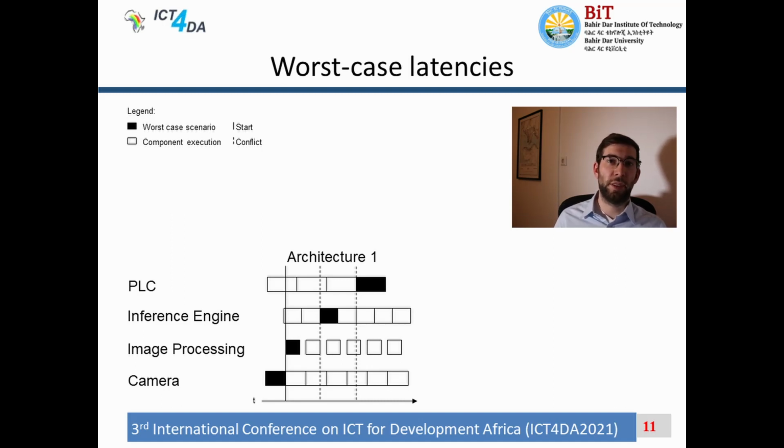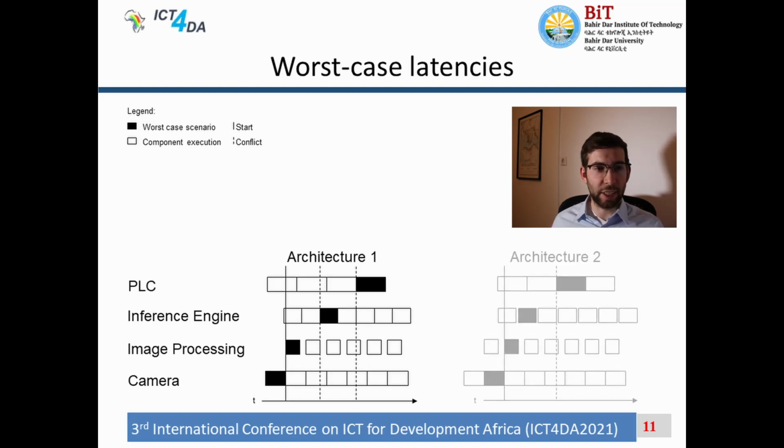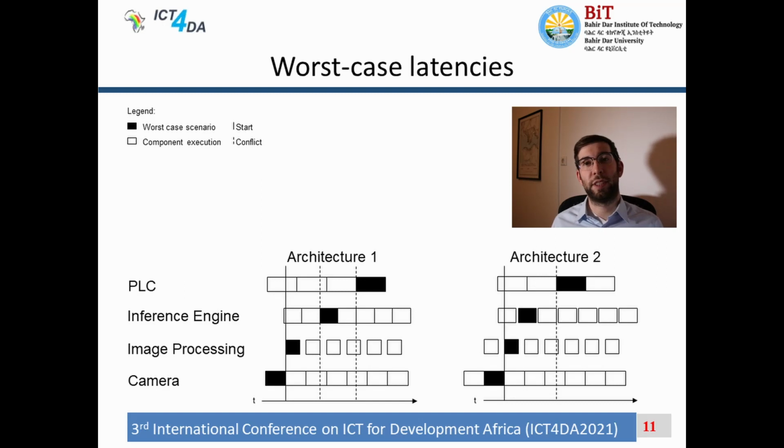In architecture 1, since everything works asynchronously in a cyclic manner, it's possible for the image preprocessing to exactly match with the inference engine. So one image preprocessing cycle and one inference cycle is missed, as shown here. In architecture 2, we synchronize the inference engine with the image preprocessing. So every preprocessed image is directly sent to the inference engine, which then detects the object.